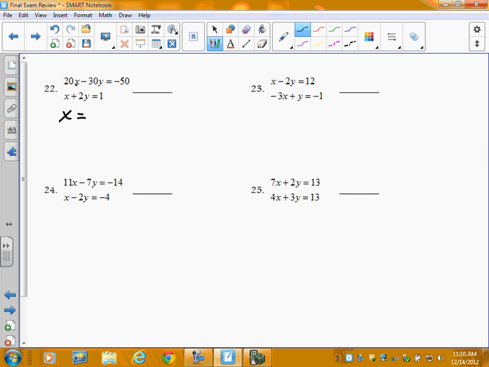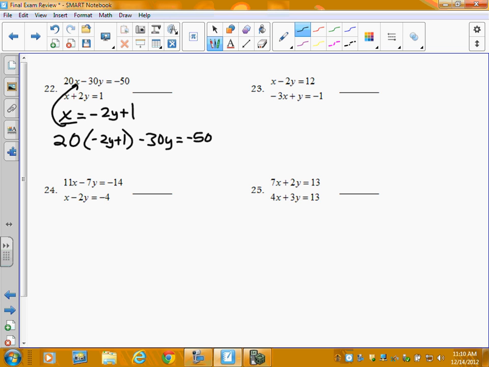So I got to get one of them solved for x: x equals negative 2y plus 1. Now, what do I want to do with that negative 2y plus 1? Put it in the other equation. So I go to this equation right here and put in something that means the same thing as that. So 20 times negative 2y plus 1 minus 30y equals negative 50.